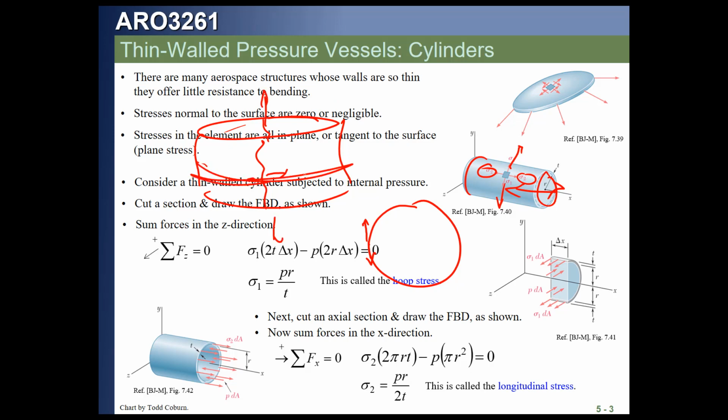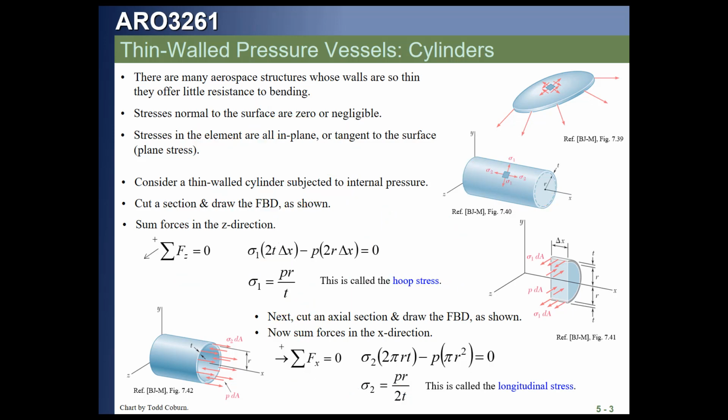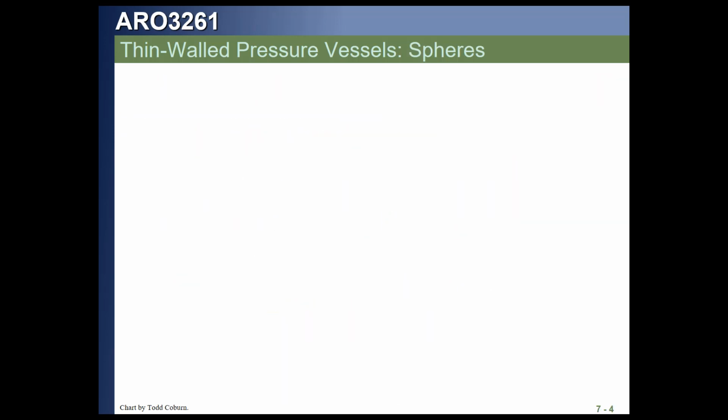If our hoop stress is PR over T, then our longitudinal stress is half as much. So the longitudinal stress is only half as large as the hoop stress. So what we have is the hoop stress is PR over T and the longitudinal stress is 1/2 of that. You got that? Now if we have a sphere, we can do the same thing.